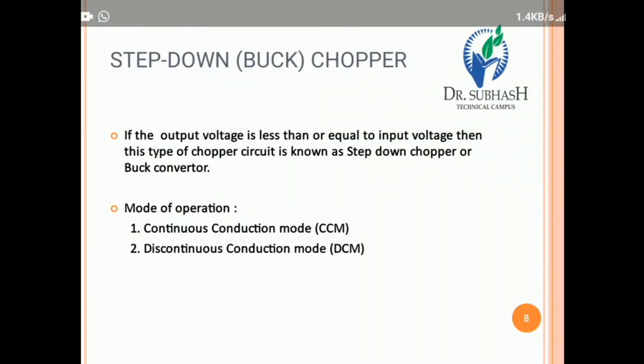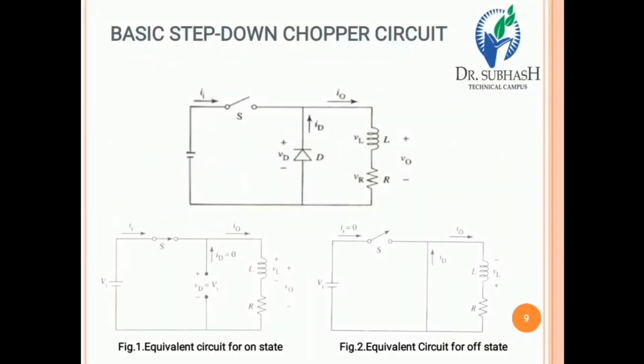Now first, in this video we will discuss the step down chopper, otherwise also known as a buck chopper. If the output voltage is less than or equal to the input voltage, then this type of chopper circuit is known as a step down chopper or a buck converter. It can work in two different modes. The first one is the continuous conduction mode, and the second one is the discontinuous conduction mode, right?